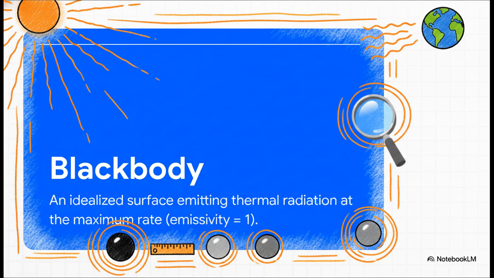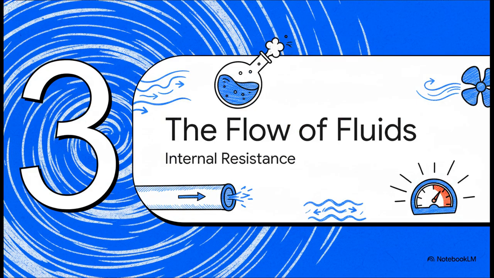But this black body benchmark represents the absolute maximum possible rate of radiation a surface could emit at a given temperature. Real materials are just measured against this perfect standard using a property called emissivity, where a perfect black body is a 1. All right, let's jump into pillar 3, the flow of fluids.